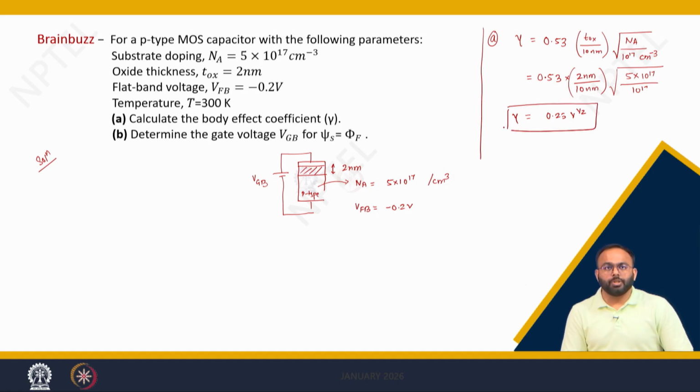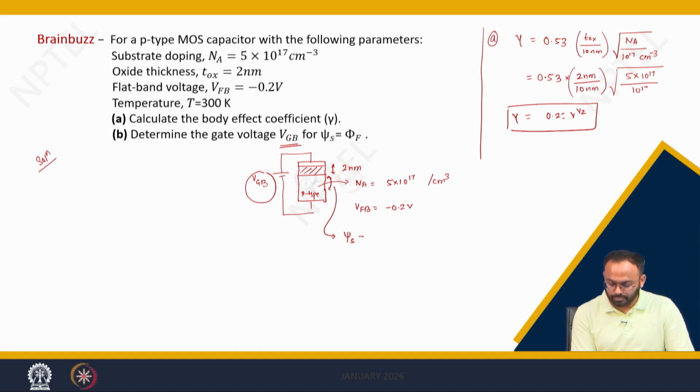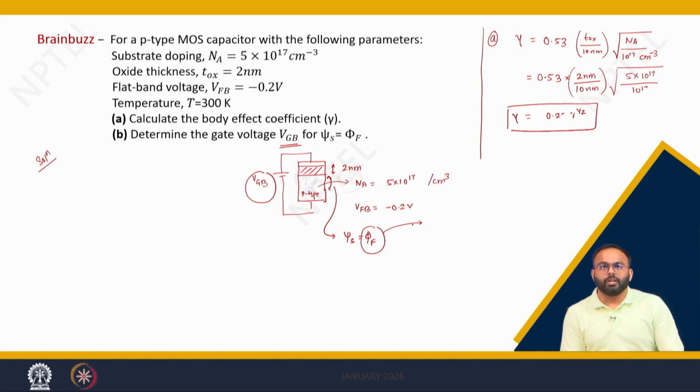Now, the second thing is you need to calculate the amount of gate to body voltage required to cause a surface potential of phi f. That is, you need to determine the value of VGB which results in a surface potential psi s equal to 2 phi f. So, first let me calculate phi f. We have already discussed in our previous lectures that phi f is nothing but the Fermi potential, and this Fermi potential is dependent on the doping of the body, right.